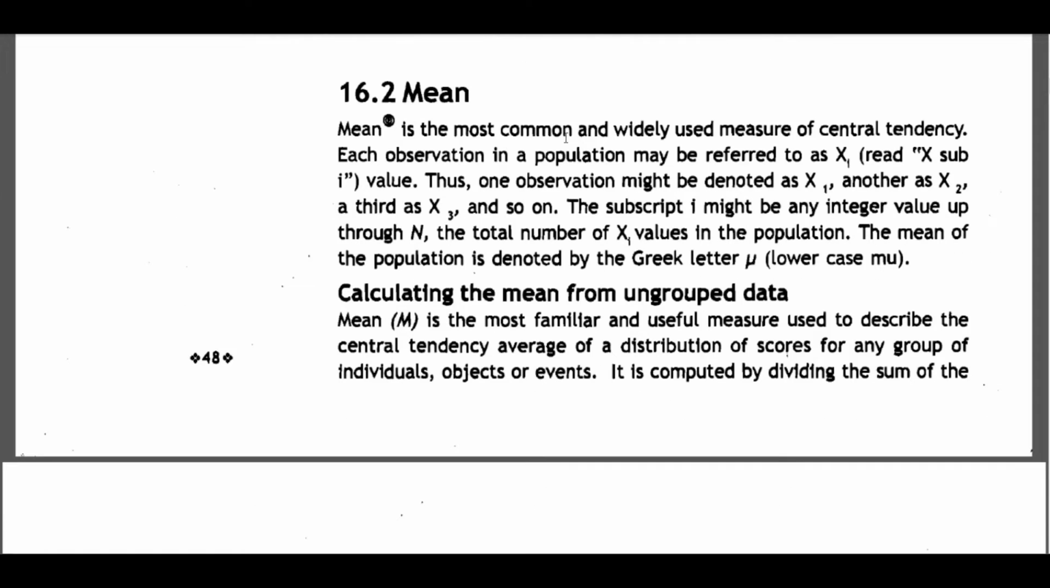16.2 Mean. Mean is the most common and widely used measure of central tendency. Each observation in a population may be referred to as x1, read x sub 1 value. Thus, one observation might be denoted by x1, another observation x2, third x3, and so on. The subscript i might be any integer value up to n. Then the total number of x sub i values is the population. The mean of the population is denoted by the Greek letter mu, lowercase mu.